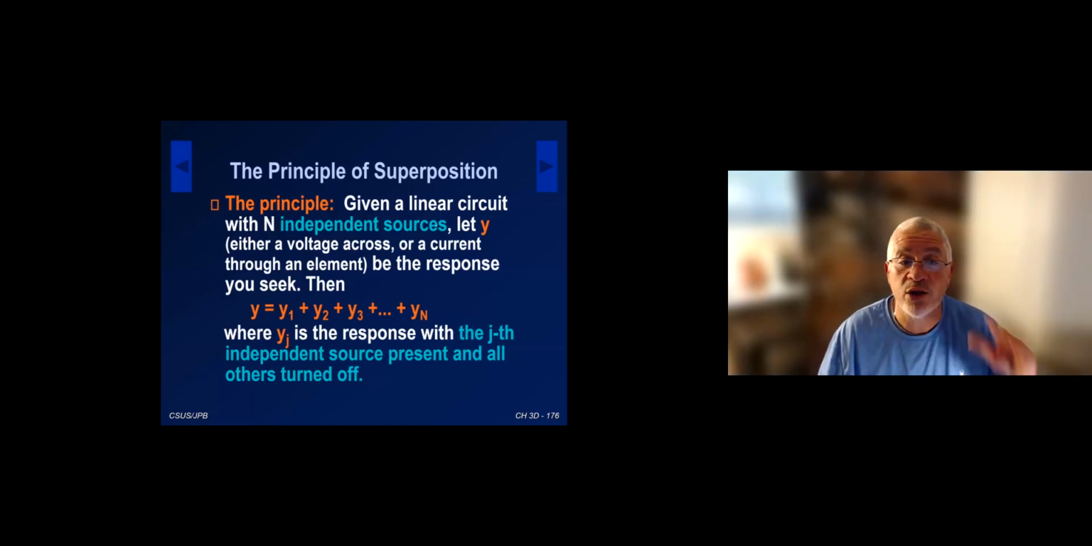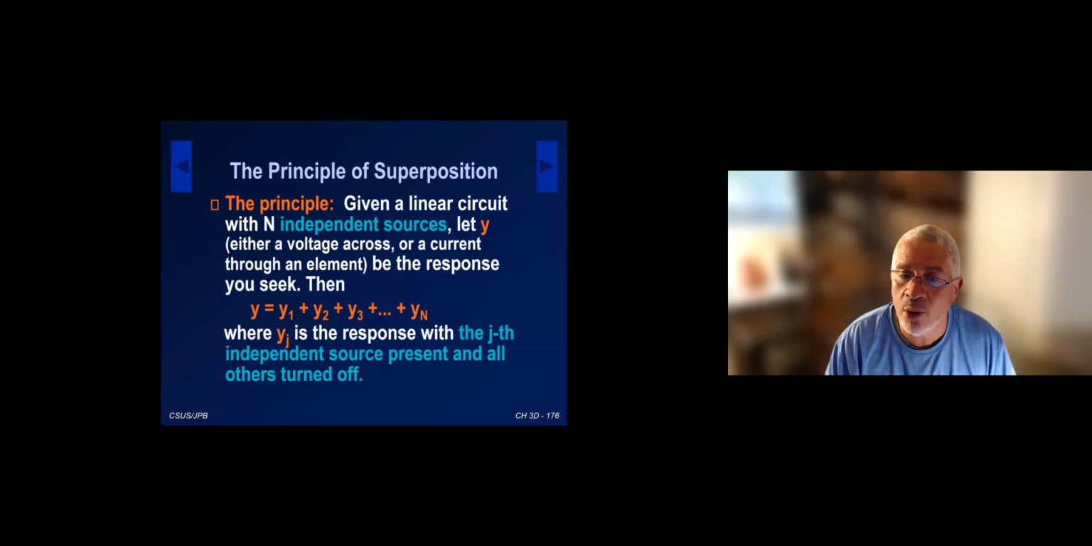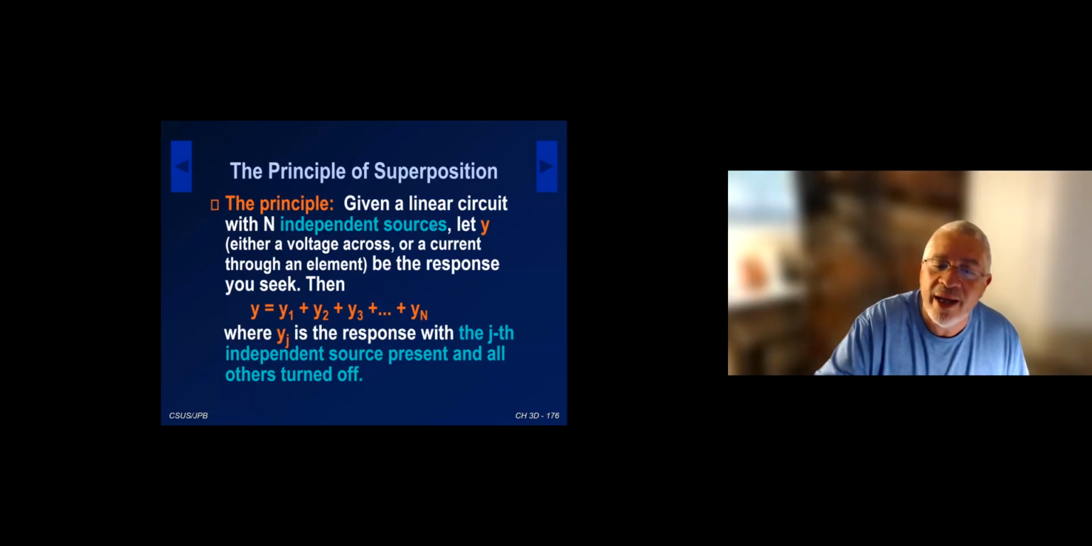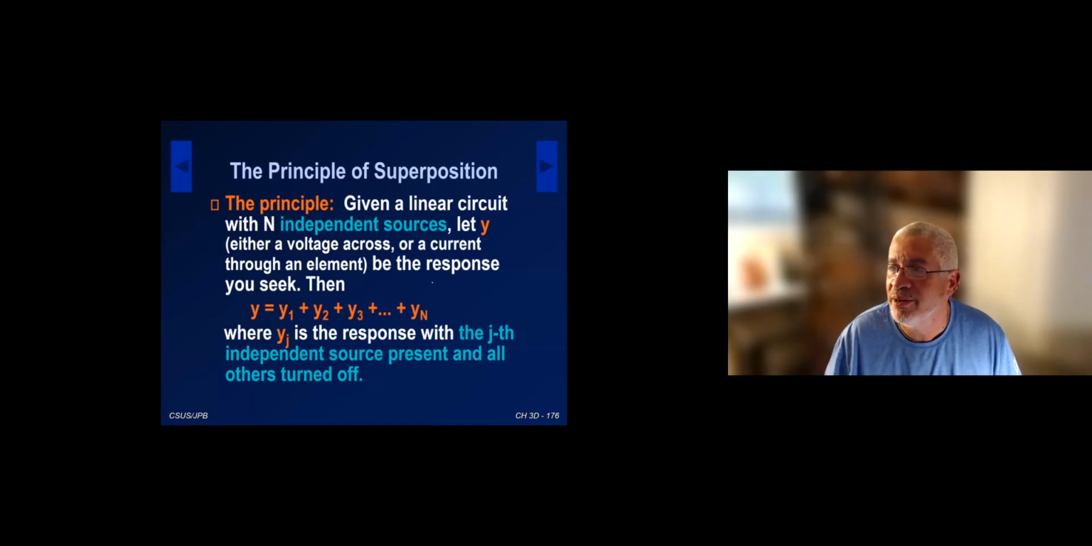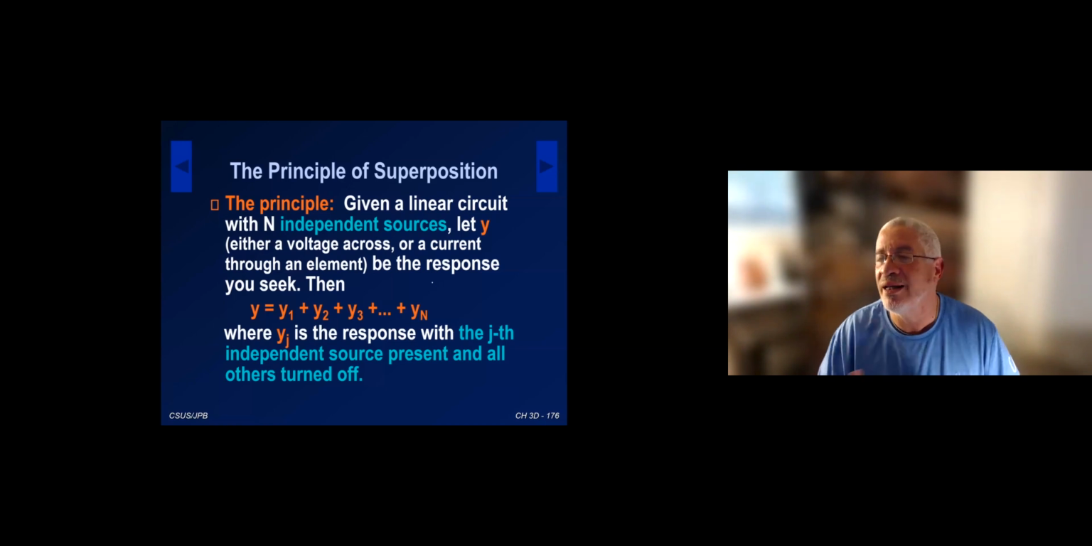It says, given the linear circuit with n independent sources, let Y be either the voltage or the current through an element, the response you're seeking. Then Y is equal to Y1 plus Y2 plus Y3, up to Y sub n, where each of these subset responses is the response with the correct source on and every other source turned off. Now, this obviously looks very confusing. Let's do a circuit example so that we can actually ground this.